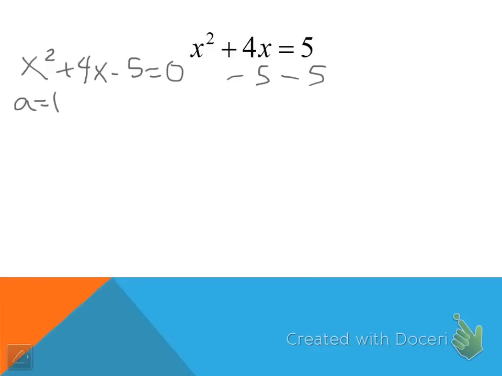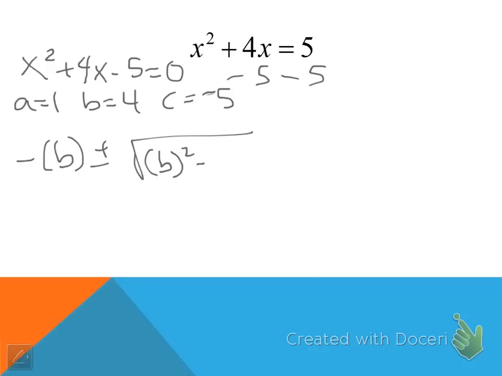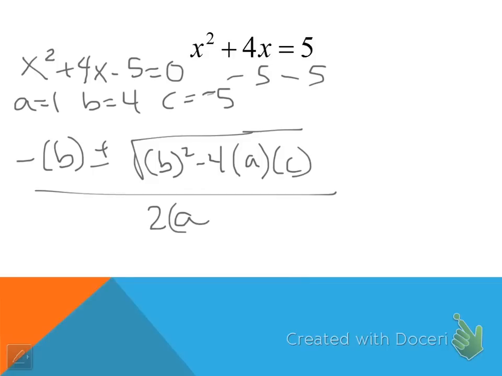So our a is 1, b is 4, and c is negative 5. So our equation, negative b plus or minus the square root of b squared minus 4 times a times c, all over 2a. So let's do some replacing. My b in this case is 4. My a is 1. And my c is negative 5.